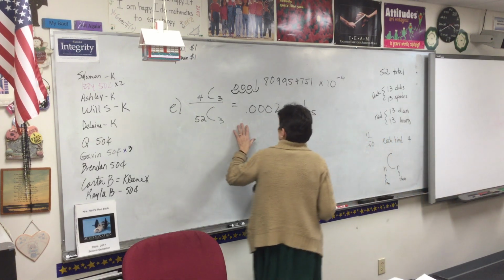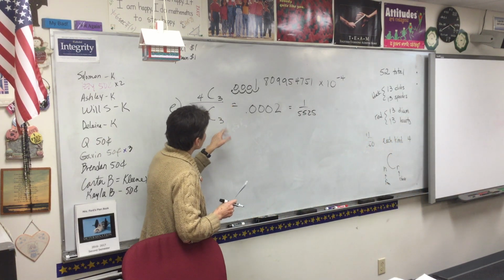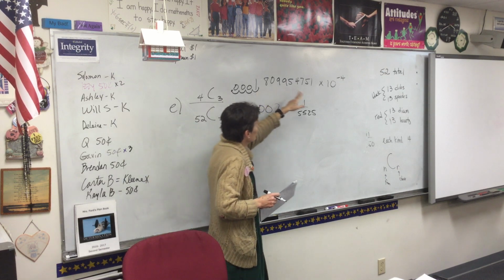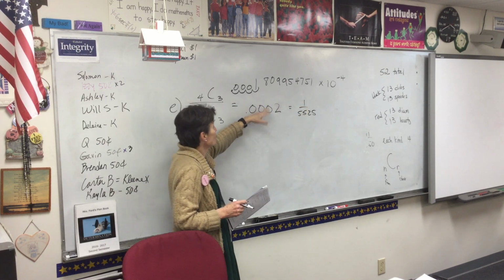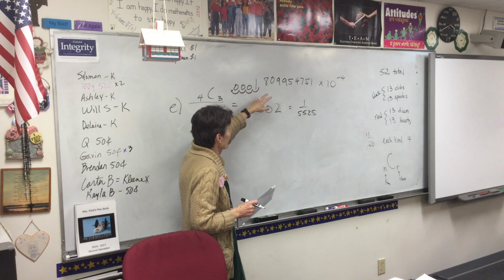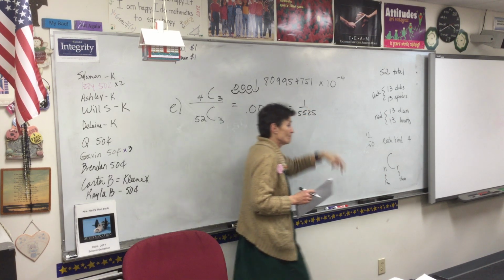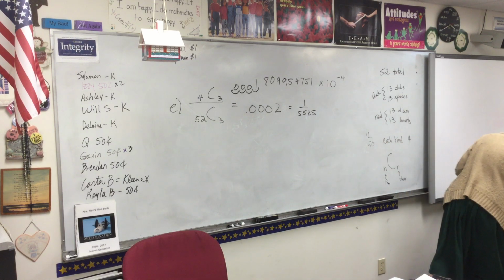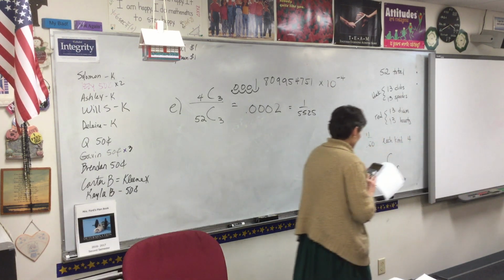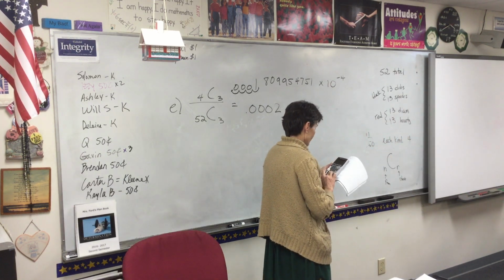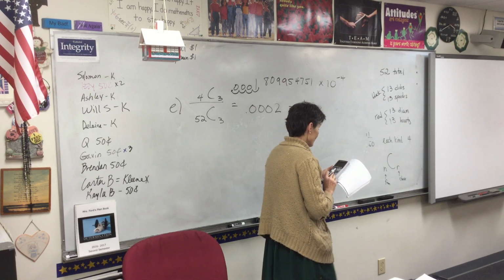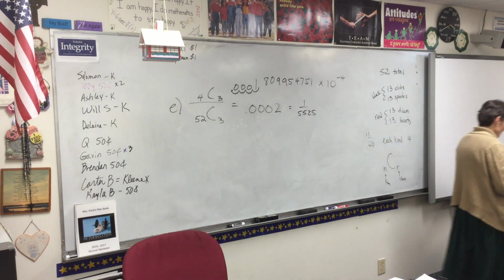Okay, so this was 3 queens. We got this big ugly decimal. We rounded it off in decimal form. Or some of your calculators, when you math fracted, you got a fraction. Yeah, that's right. I don't know why mine didn't do it. Okay.